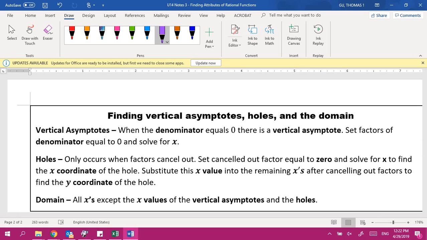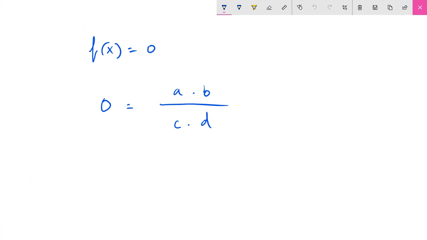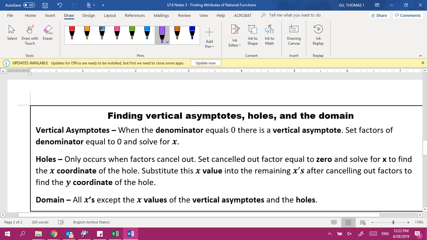Vertical asymptotes, remember, vertical asymptote is when there's an error. It's undefined, really. So that's when the denominator equals 0. So for the denominator to equal 0, let's take a look at this again. How can I make the denominator equal 0? What would have to equal 0? C or D, right? Doesn't matter which one. So one of the factors of the bottom has to equal 0. So this time, instead of setting the numerator to 0, we're going to set the denominators to 0 to find the vertical asymptotes. And remember, holes only occur when, do you remember?